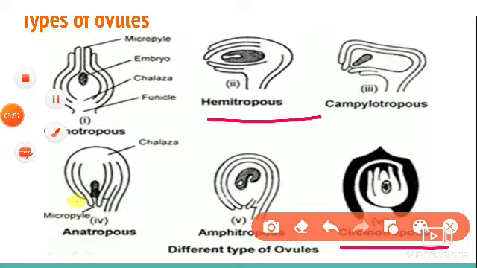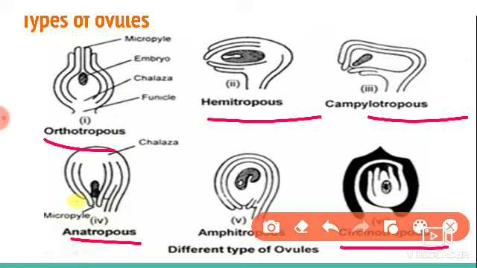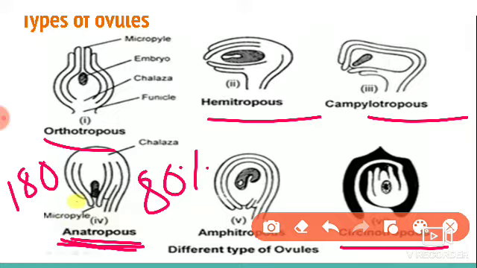Like this there are different types of ovules present, but more than 80% of flowering plants have the anatropous ovule. That is why NCERT gives only the anatropous ovule, but there are different types. The anatropous ovule is mainly curved around 180 degrees. It is completely curved in structure.